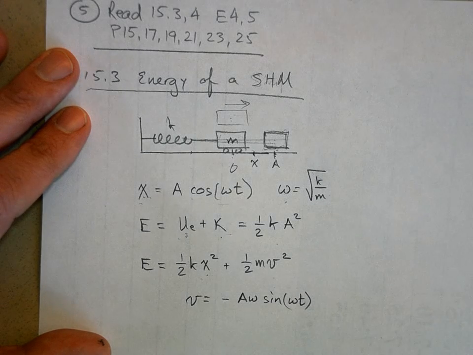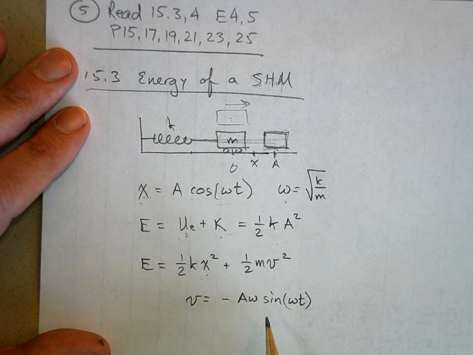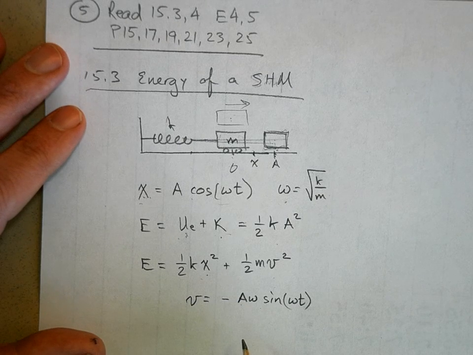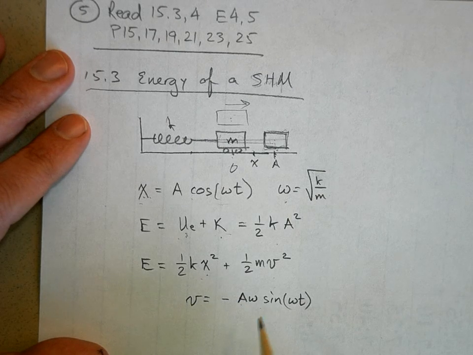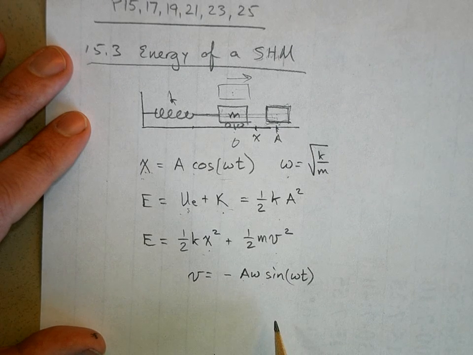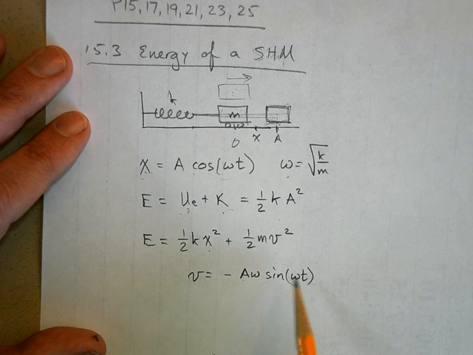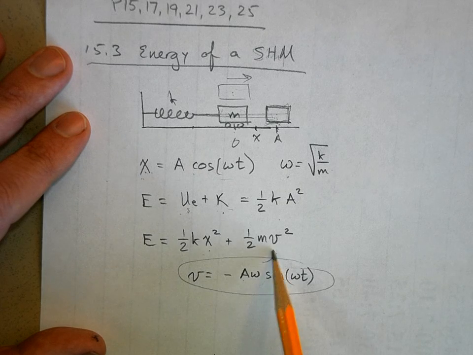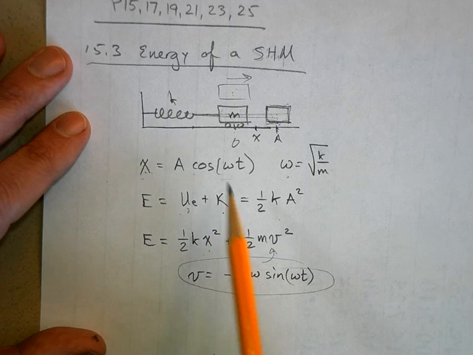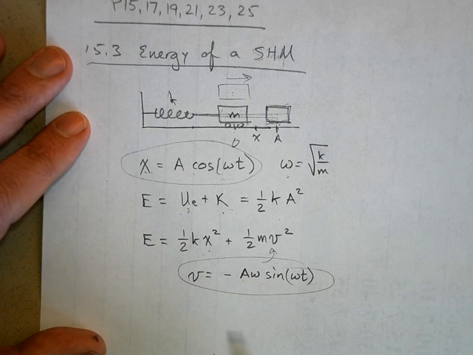You have to use that chain rule again, and so you have A omega, by the way, is the velocity, the maximum velocity of the velocity of the object. We'll talk about that here in a minute. But now I've got an equation for velocity I can put right here. And we've got an equation for position.